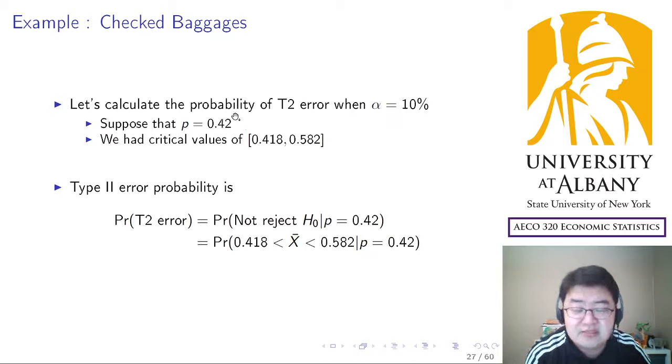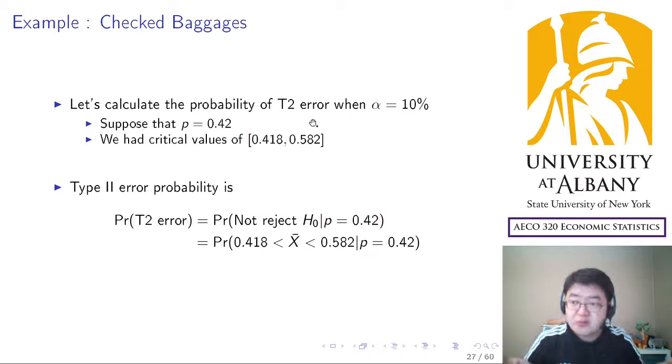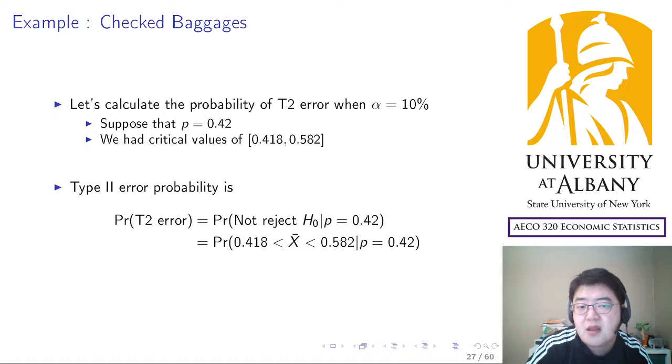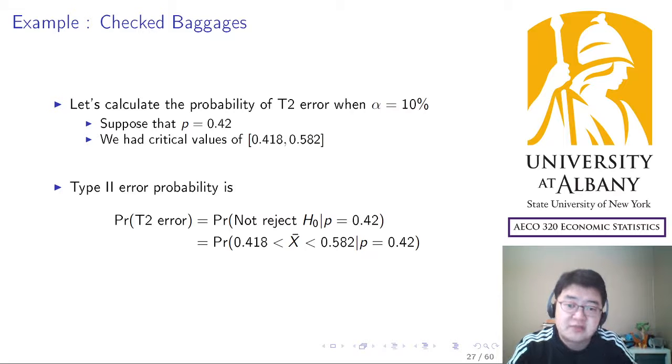But in this example, let's think about this case. So the truth could be 42%. So I observed 42%, but by a random error, I may not be able to reject the null hypothesis, and I'm sticking to a wrong hypothesis. That was possible. So anyhow, if you assume p equals 0.42, you may calculate type 2 error probability in this way.